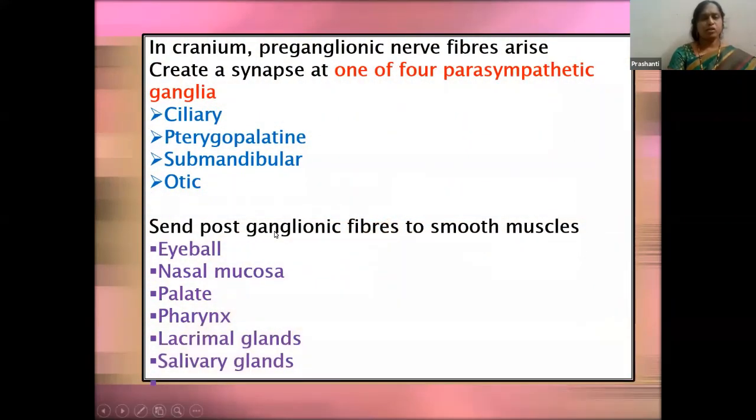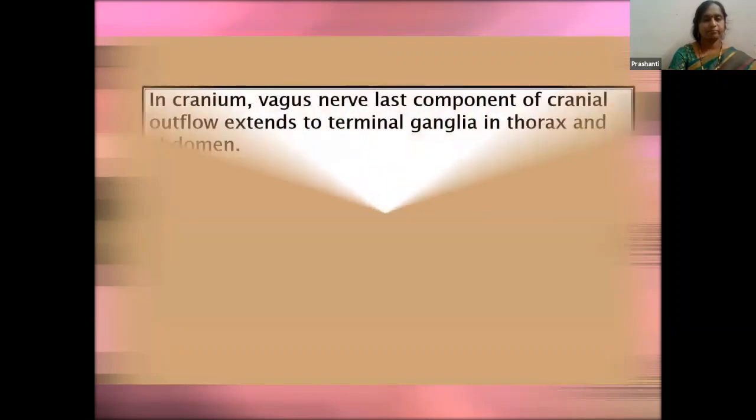In the cranial part, children, the preganglionic nerve fibers arise immediately from the cranium and create a synapse in one of the 4 parasympathetic ganglia. They are the ciliary, pterygopalatine, submandibular, and otic. After the synapse, they send postganglionic fibers to the smooth muscles. Then what are those organs? The eyeball, nasal mucosa, palate, pharynx, lacrimal glands, and the salivary glands.